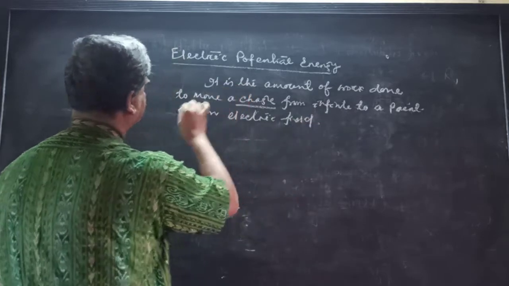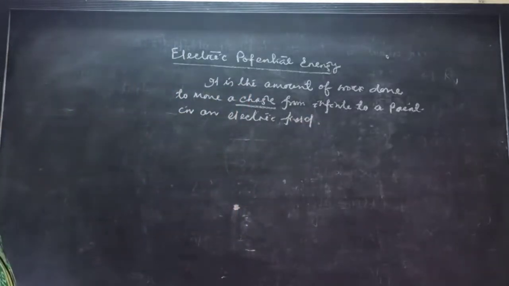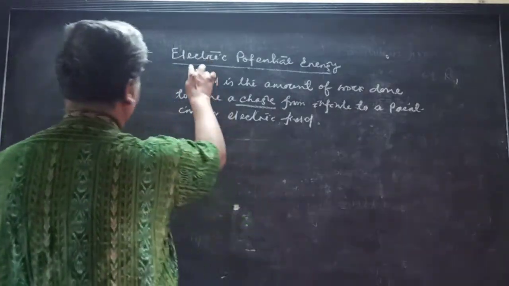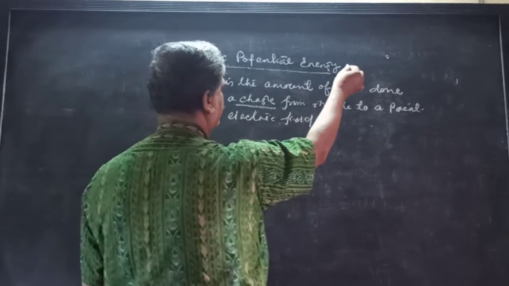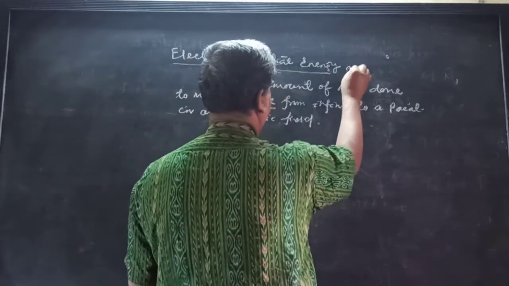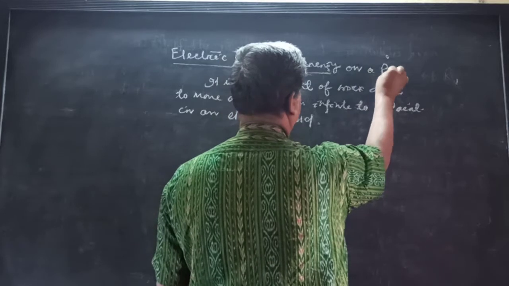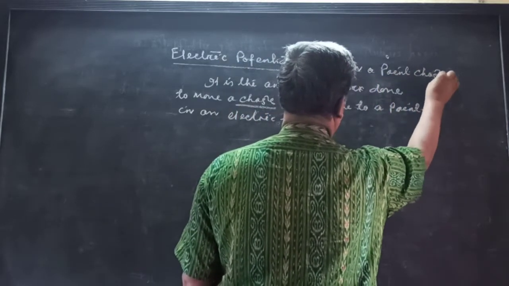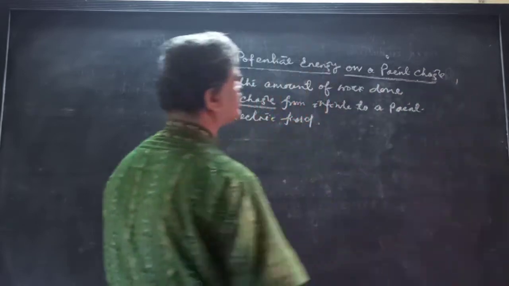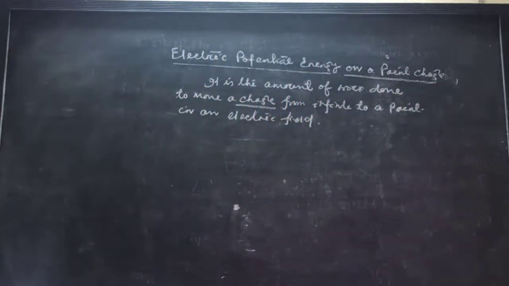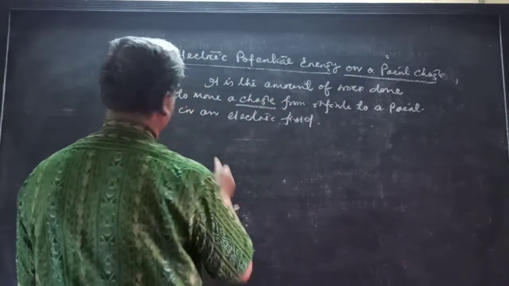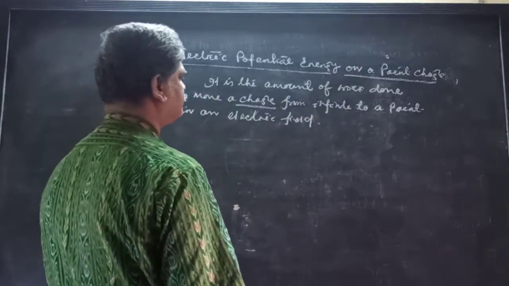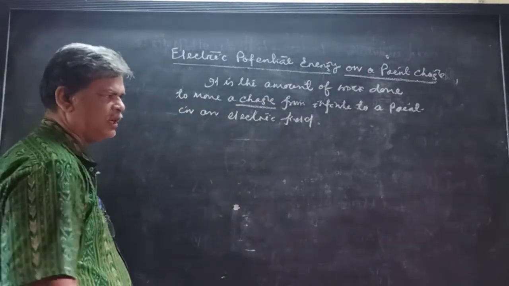So it is the electric potential energy at a point in an electric field. Clear? It is the electric potential energy on a point charge. It is the amount of work done to move a point charge from infinity to a point in an electric field.